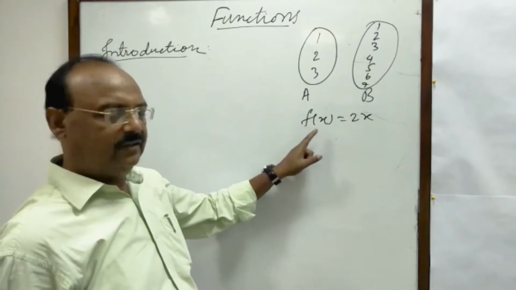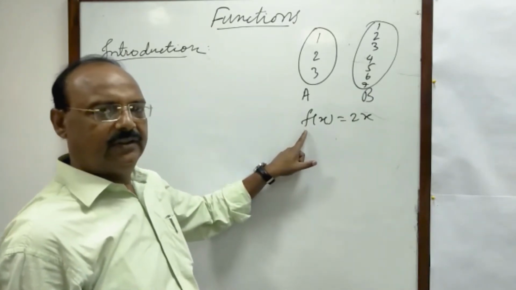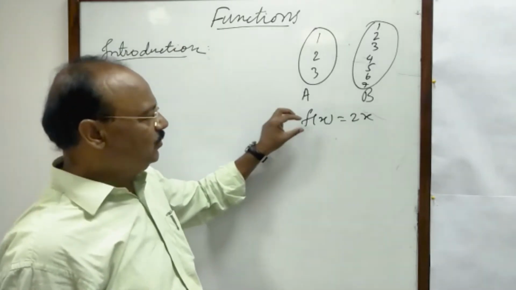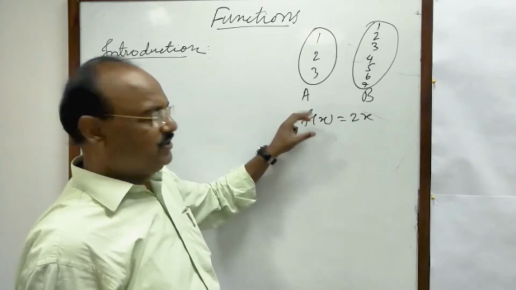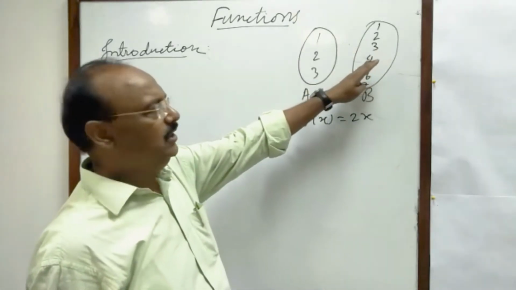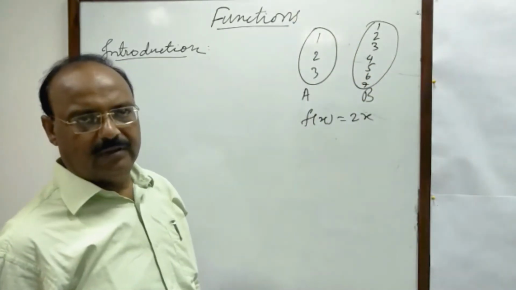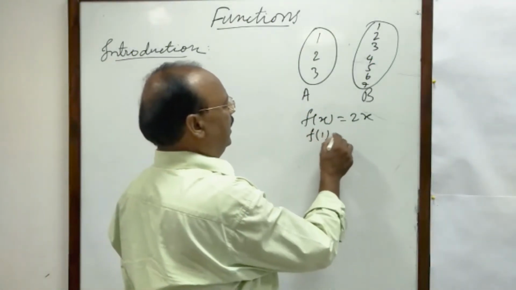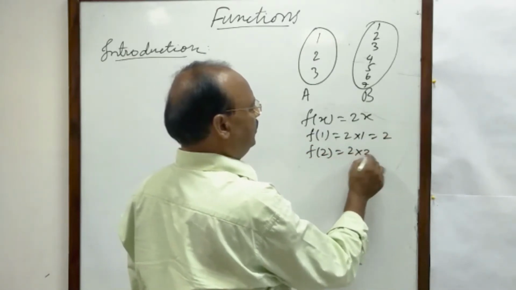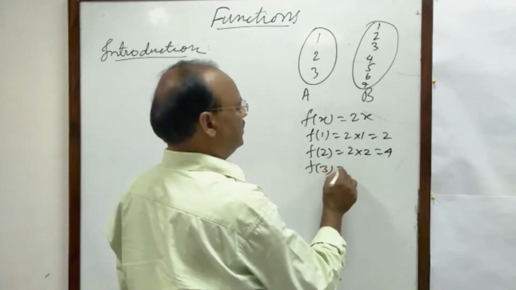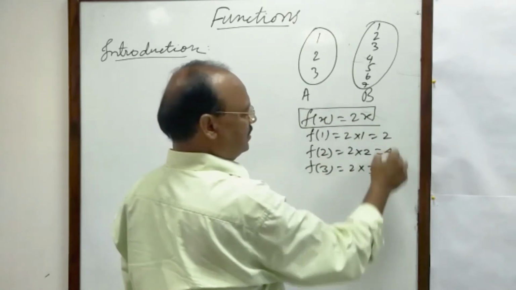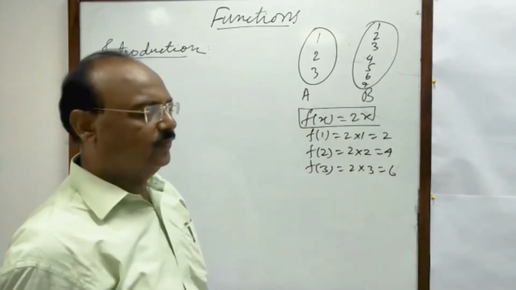Later on we'll understand that this f is a function, but for convenience presently we are calling it a rule. So some rule f is established here which defines how elements of set A can be associated uniquely with elements of set B, because here f(1) can be written as 2 into 1, which is equal to 2. f(2) will be 2 into 2, that is 4. f(3) is equal to 2 into 3, which is equal to 6. We are getting these numbers with the help of this rule.